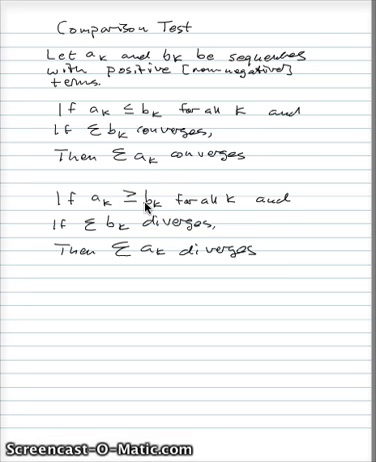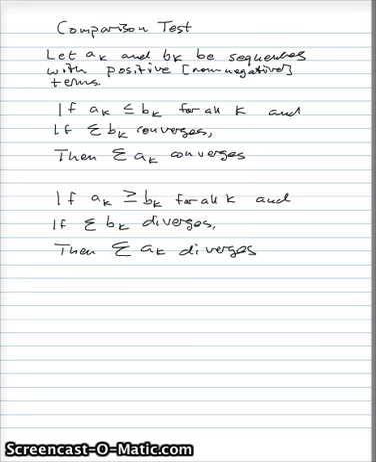If a sub k is bigger than b sub k for all k, so the elements of this sequence are bigger than all the elements of that sequence, and if the sum of the b sub k diverges, and remember b sub k is positive, we're adding a bunch of positive things and they're going to diverge. What's going to happen there? Well, it's got to go to infinity. But if you're bigger than a sequence whose series goes to infinity, it's pretty clear that your series is also going to have to go to infinity.